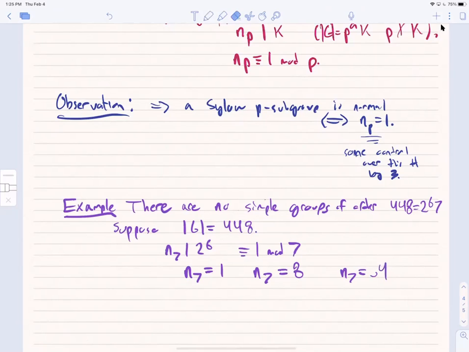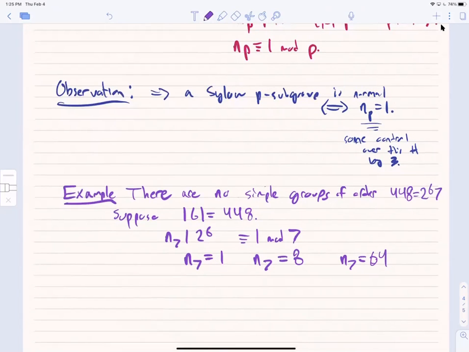These are all 1 mod 7, and they all divide 2 to 6. Okay, so, well, it turns out this is a dead end for this proof. It's possible that N7 is equal to 1, but also it's possible there are many Sylow 7 subgroups that are conjugate, and then there's no way to deduce. Well, we'll see.